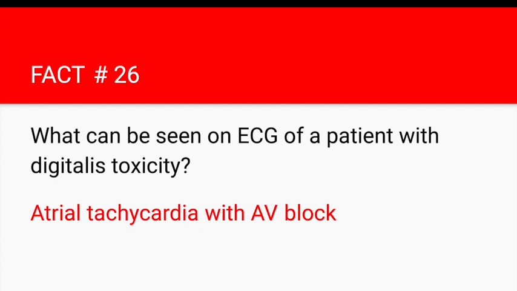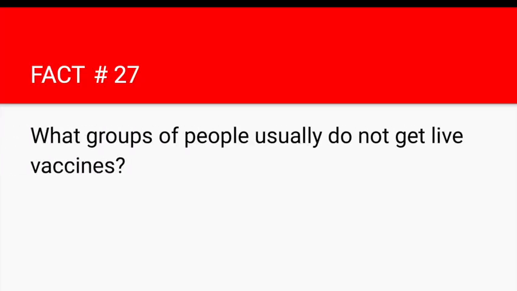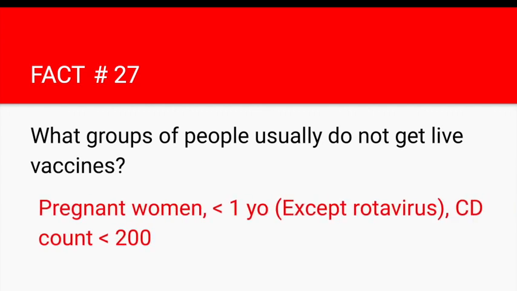What groups of people usually do not get live vaccines? Pregnant women, patients less than 1 year old, CD4 count less than 200. So the only exception to the patients less than 1 is that they're given rotavirus. So that's a very, very high yield point.